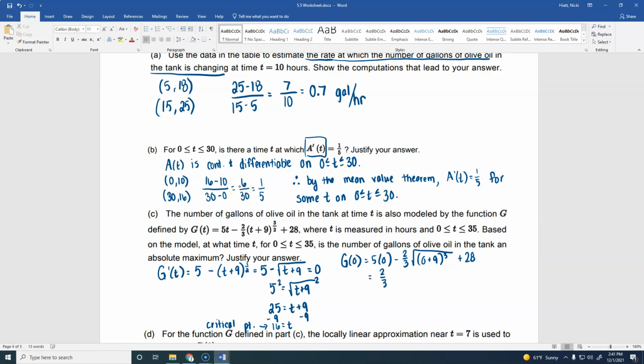So we're going to get 2/3. Look, do not do 9 to the 3rd. This is the square root of 9 times 9 times 9, which is 3 times 3 times 3, which is 27. And so you could reduce here. You end up with 18 plus 28. So we get 46. Oh, it is negative. So you get 10.